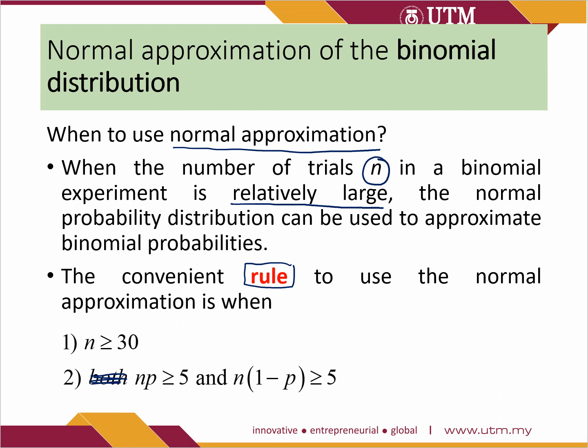The first one is n greater than or equal to 30, and the second is you have to check that np is greater than or equal to 5 and n times (1 minus p) is greater than or equal to 5. If these two conditions are satisfied, then you can use the normal approximation.